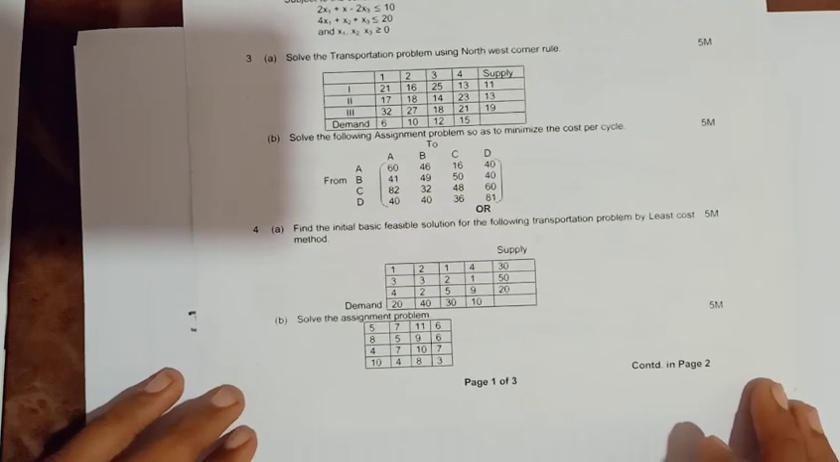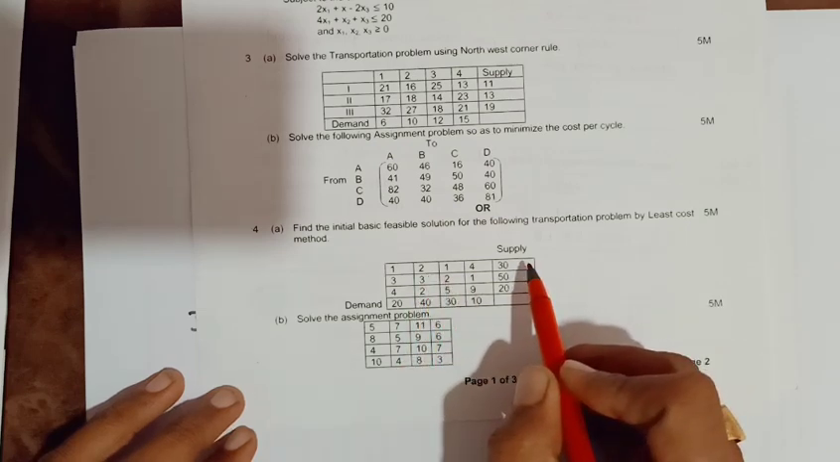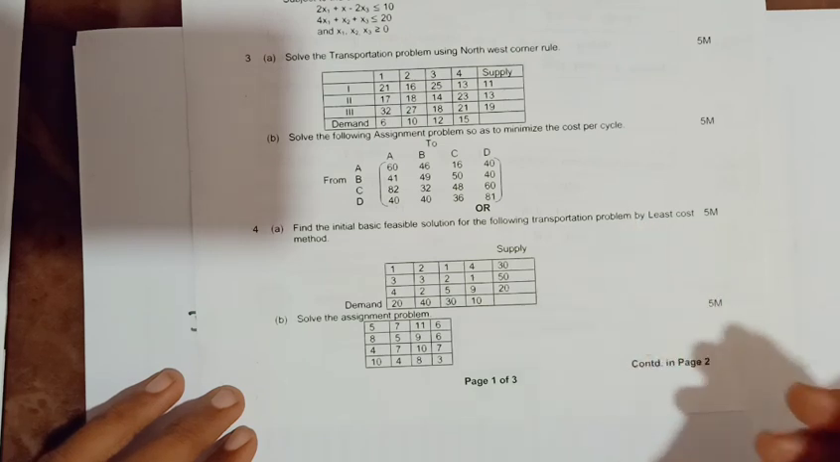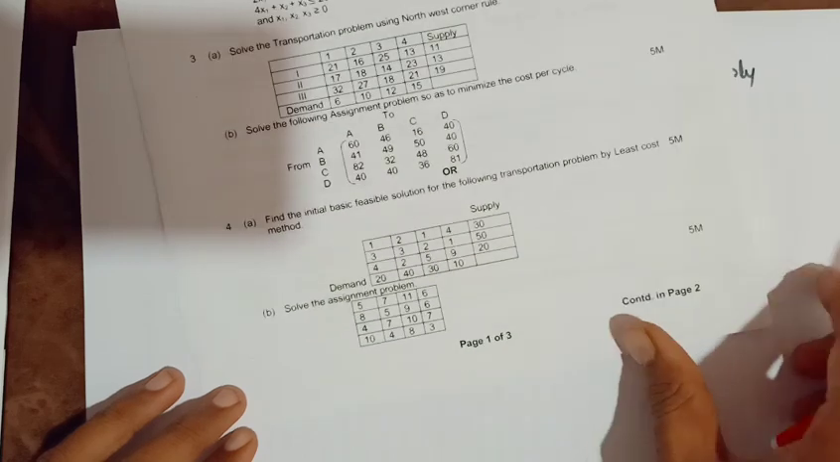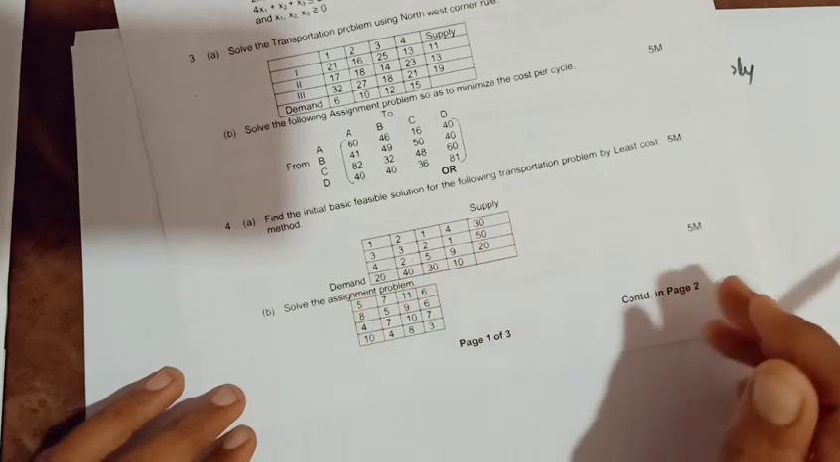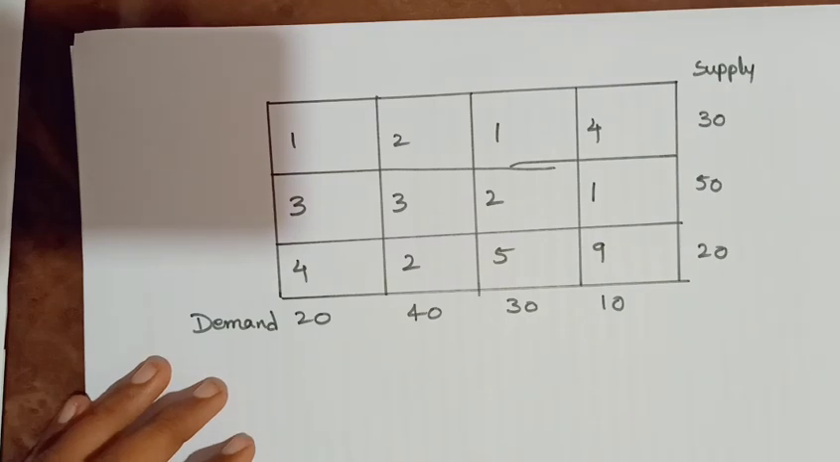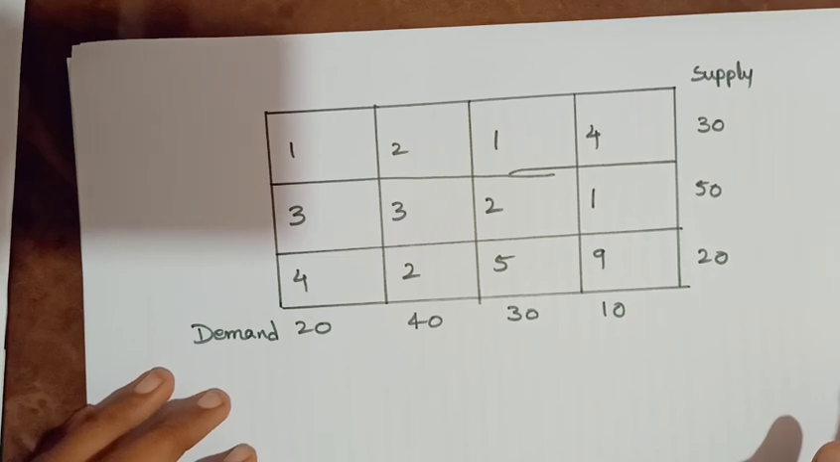Today I will be discussing the transportation problem using the least cost method. So here again it is a 3x4 matrix. Demand is given and supply side is also given. So we'll have a look at the problem. Here we have to solve the transportation problem using the least cost method.